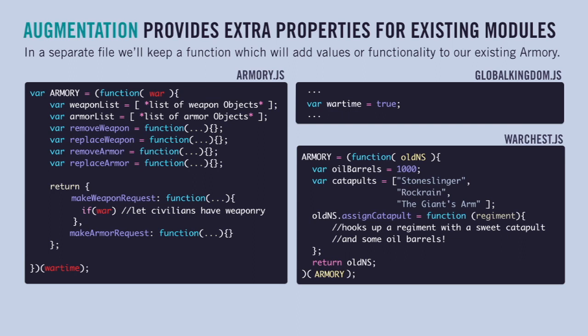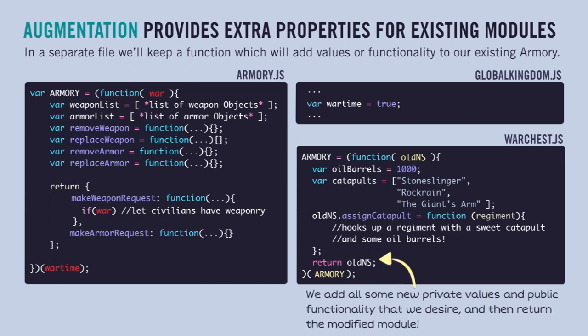Notice here that our public functionality, namely the assign catapult method, is being added as a property on the old namespace object, which is local to this function. So once we've added all of our new private values and all of our new public functionality on the existing object, then we'll return the modified module, because now old NS has an extra public property as well as these new closures, oil barrels, and catapults.